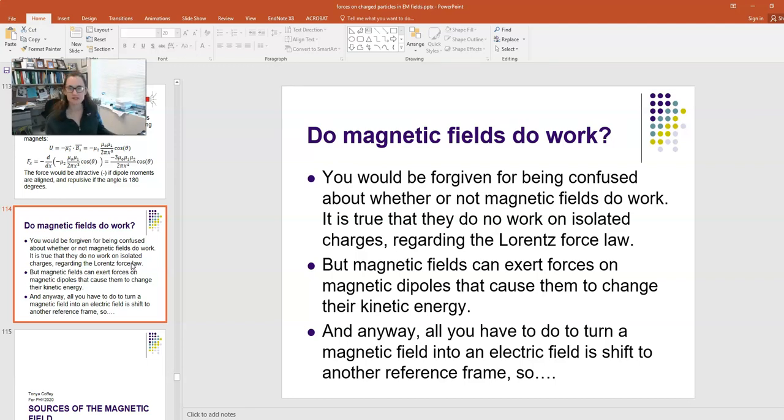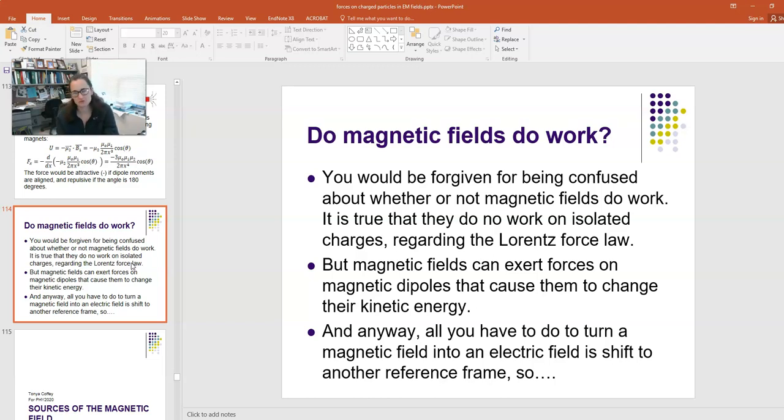You can also see that if you bring a compass needle in the presence of an external magnetic field, it will rotate. It will change its kinetic energy as it rotates, its rotational kinetic energy. And so what I'm going to tell you is magnetic fields can exert forces on magnetic dipoles via a different equation, right, than qv cross B. And that causes them to change their kinetic energy, okay?